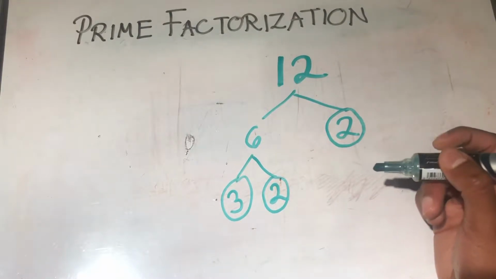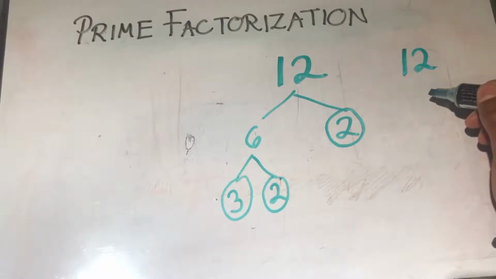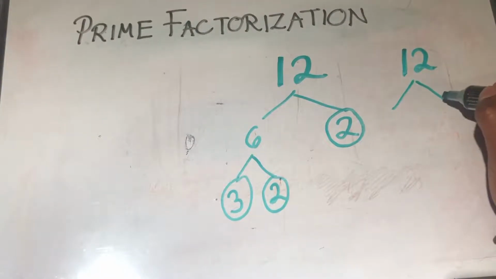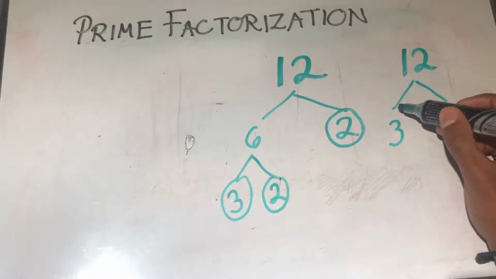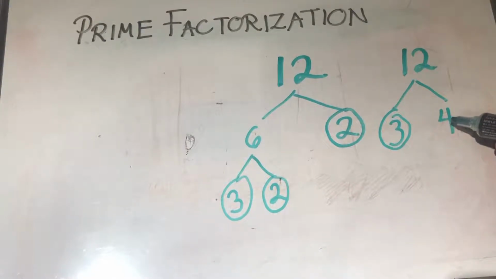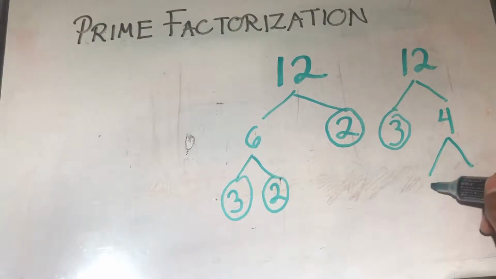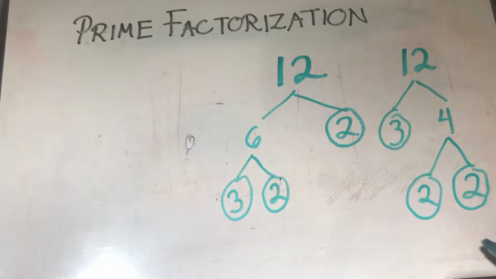There's another way you can do this. Let's say, instead of starting with 2 and 6, we have 3 and 4. Since 3 is a prime number, we can go ahead and circle it. 4, however, is not, since we can break it down further into 2 and 2. And then circling both, indicating that 2 and 2 are both prime numbers.